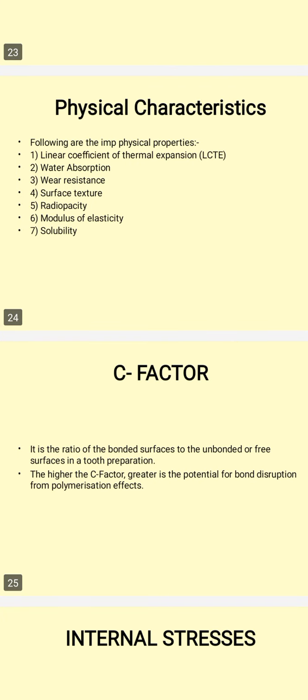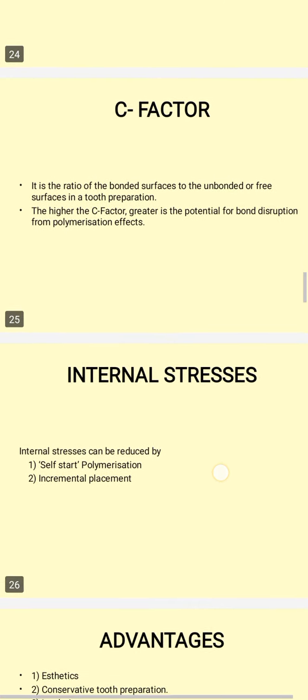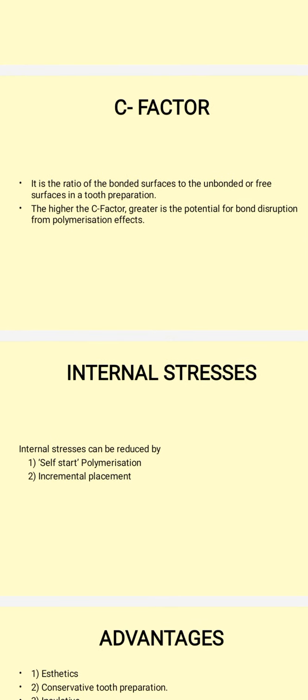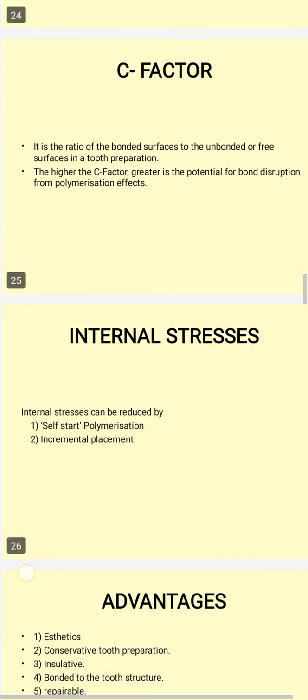Okay, the one interesting factor here is the C factor. It is the ratio of the bonded surfaces to the unbonded or free surfaces in a tooth preparation. The higher the C factor, the greater the potential for bond disruption from polymerization effects. Oh yes, how can we forget about the internal stresses? Where there are materials, there are internal stresses. So internal stresses can be reduced by self-cure, meaning polymerization, or incremental placement.